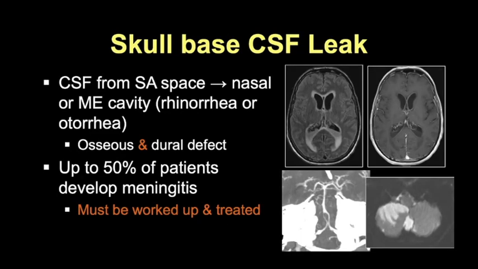So first, remember, skull-base CSF leak is defined as the egress of CSF from the subarachnoid space into either the nasal or middle ear cavity, presenting with rhinorrhea and/or otorrhea, and its presence requires both an osseous and a dural defect.